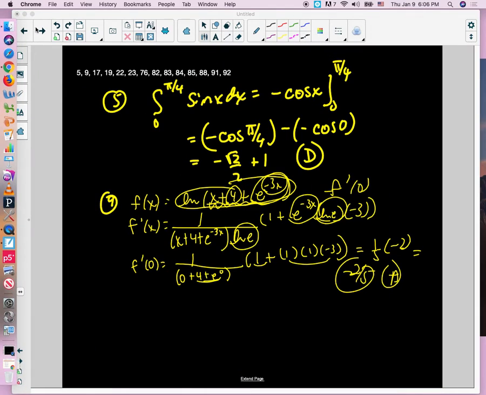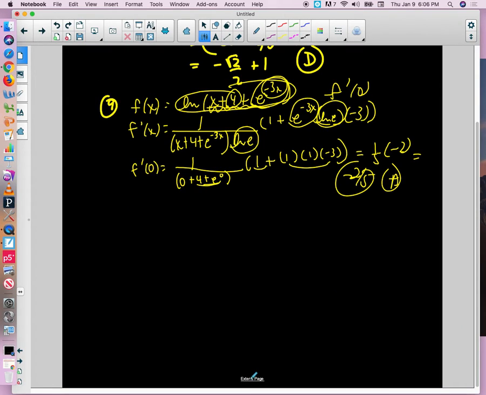So let's go to the next one, which is number 17. Alright, so f of x is 2x e to the x, and we want to know when f is concave down. So I need the second derivative.